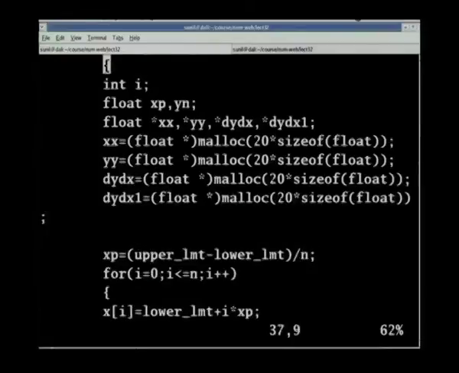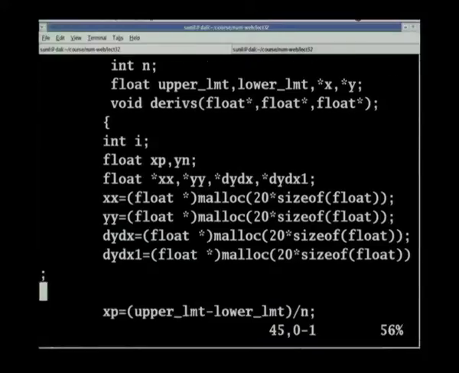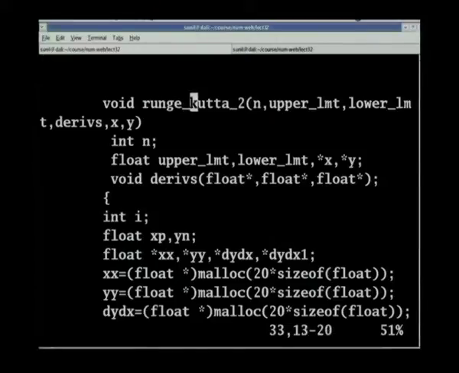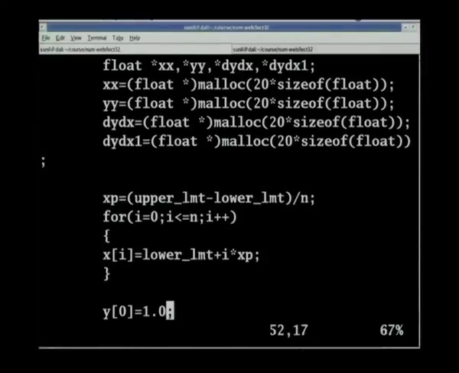When we call this program Runge underscore Kutta, the structure is the following. You supply to that program the number of points we would like, the upper limit, the lower limit, a pointer to the function which gives the right hand side, and the x and y. First it determines what x values to use. The x values are the lower limit plus i times xp, where xp is the interval, that is the h of our equations.